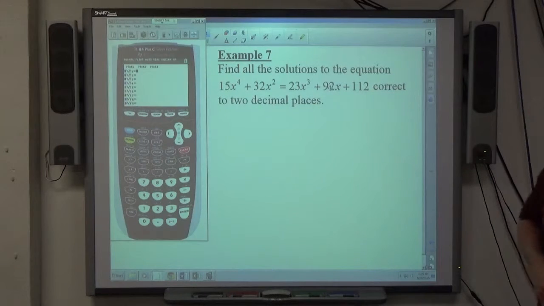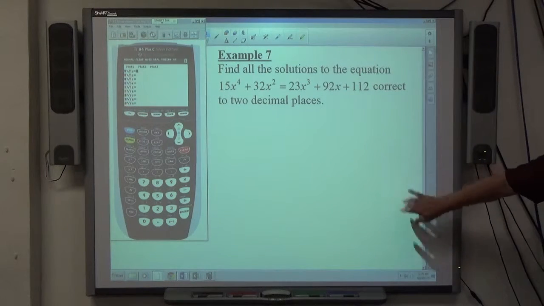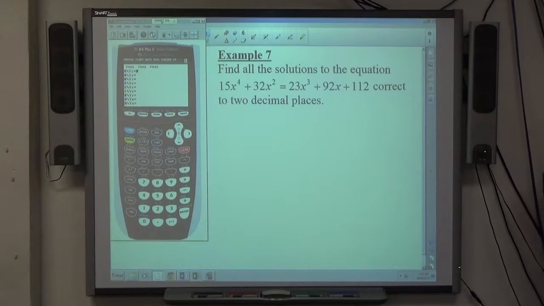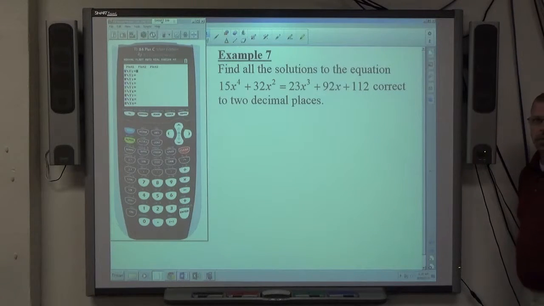Okay, example 7, find all the solutions to the equation 15x to the fourth plus 32x squared equals 23x cubed plus 92x plus 112. Correct to 2 decimal places. How many solutions are possible in this problem? 4, because the highest power is 4. It's either going to be 4, 2, or 0.